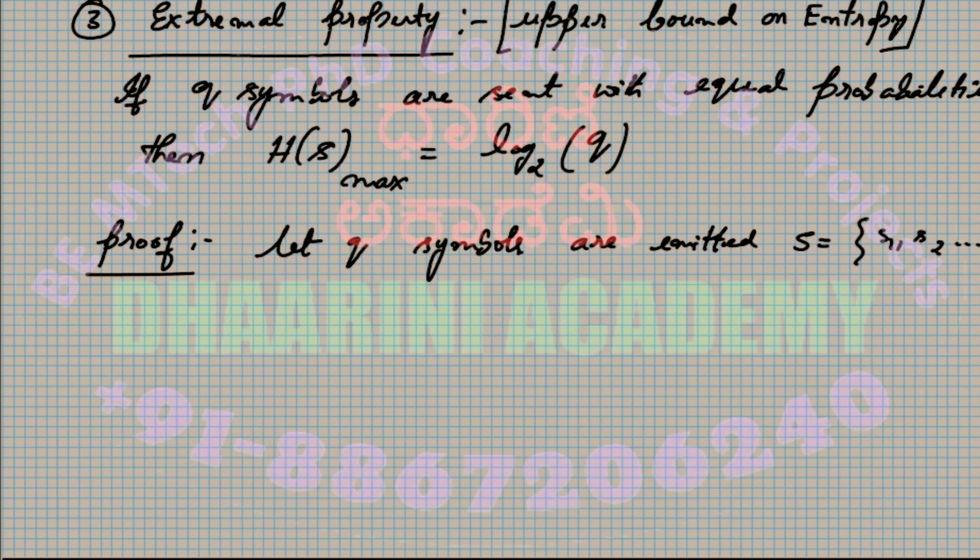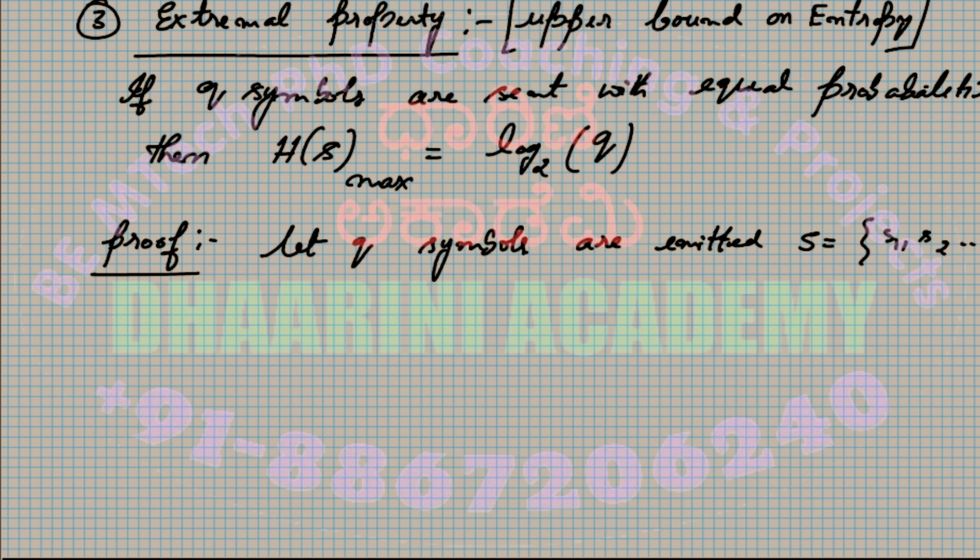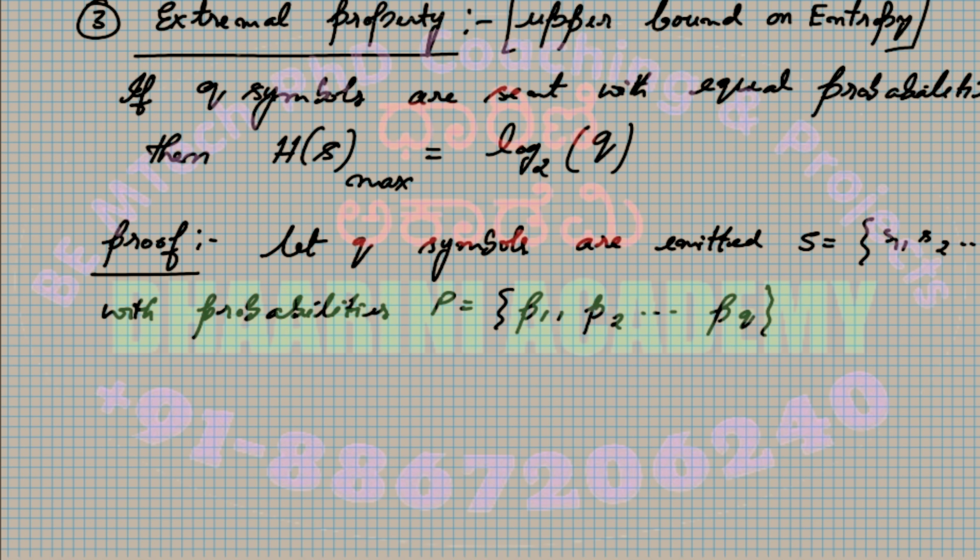Those symbols are being sent with the probabilities, let's denote that as P is equal to P1, P2 to PQ. Q symbols with Q different probabilities. So P1, P2, P3 up to PQ.